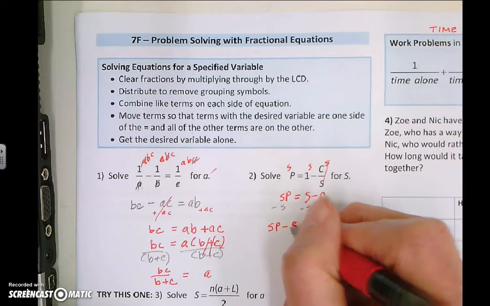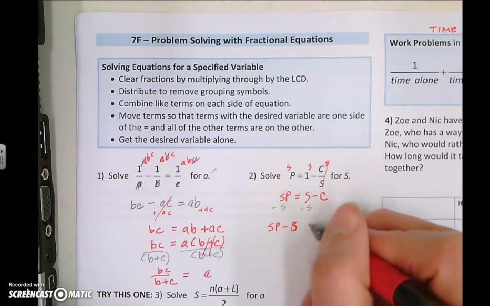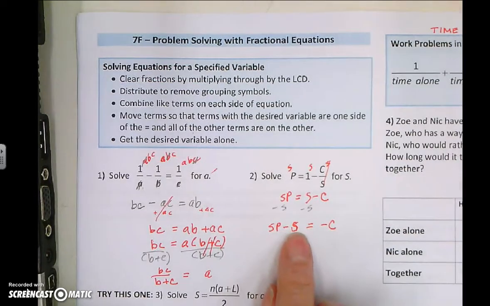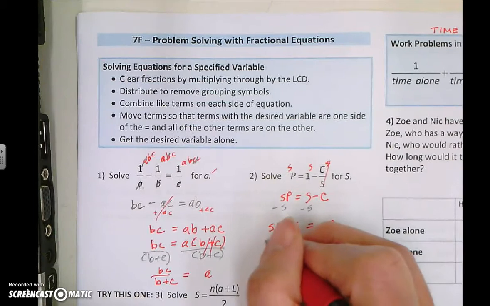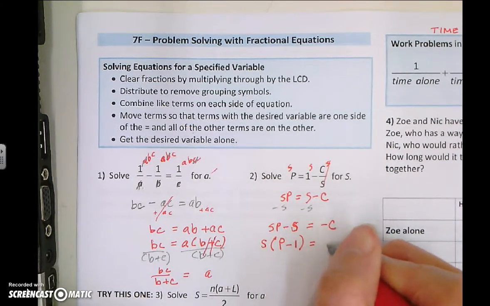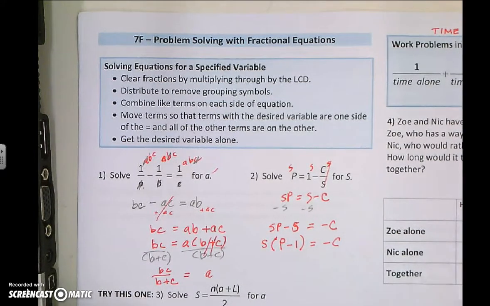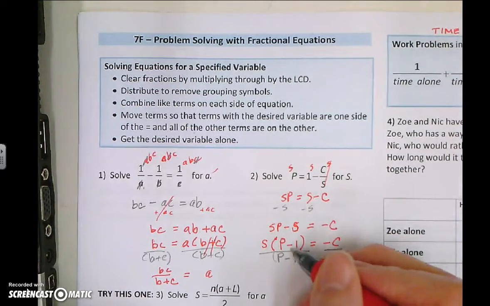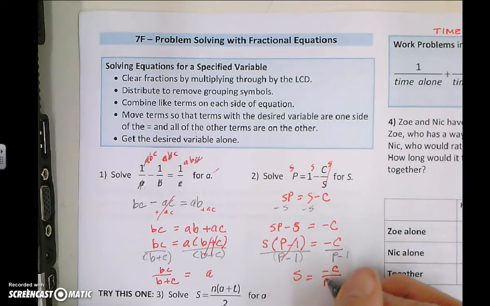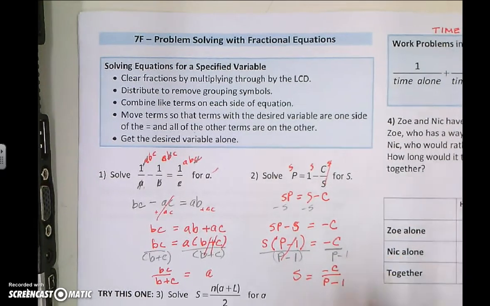And unfortunately that S looks like a 5, doesn't it? Is equal to, and then I've got the negative C left over here. So now I'm going to get the S alone, so I'm going to factor it out. And that leaves me with S times P minus 1 is equal to a negative C. Then again, this is multiplied, so to undo it, I'm going to divide both sides by P minus 1. And that's going to leave me with S is equal to negative C over P minus 1.